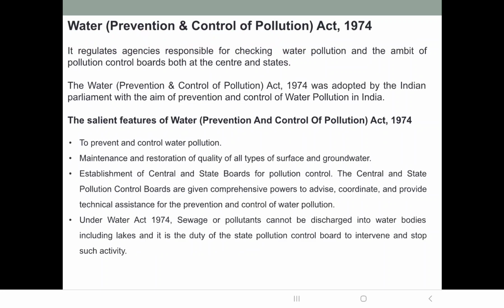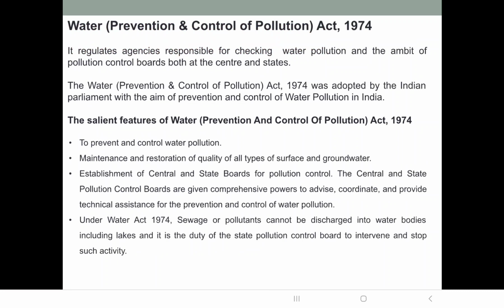wildlife. Then we have discussed the Water Prevention and Control of Pollution Act. Okay, so this act was also enacted in the year 1974, in pursuance of the declaration made at the Stockholm Conference. The primary aim is to prevent and control water pollution. If there is any water pollution, then maintenance and restoration works can also be done in terms of all surface and groundwater.